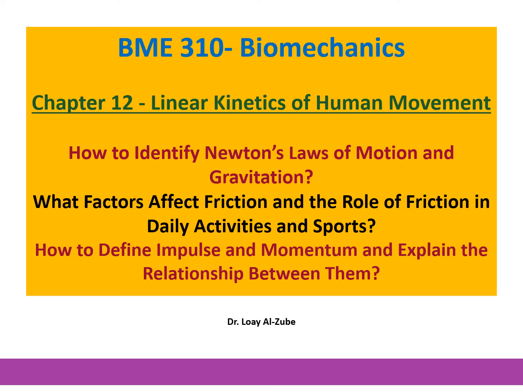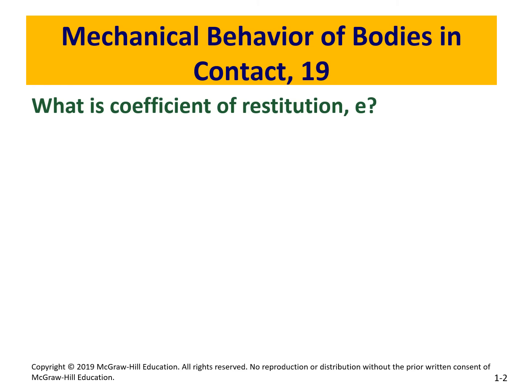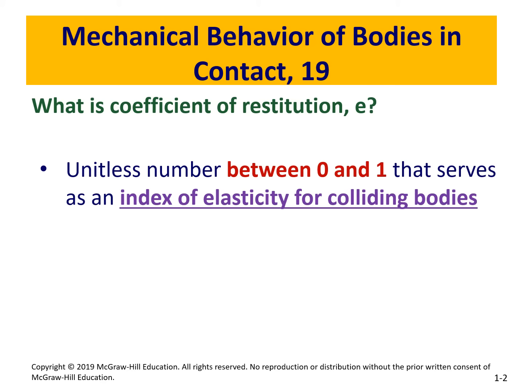So the first thing, we have a quantity called the coefficient of restitution. That's E. The coefficient of restitution, E, it's a unitless number between 0 and 1 and serves as an index of elasticity for colliding bodies. This coefficient is a measure of how elastic or plastic the collision is. And we're going to learn how to calculate it in two different ways.